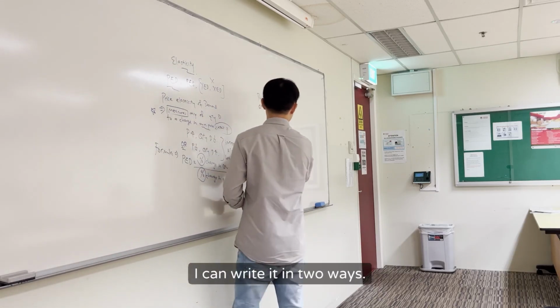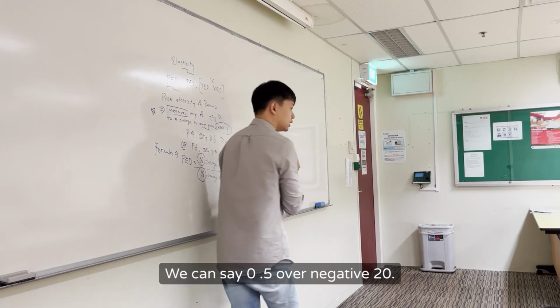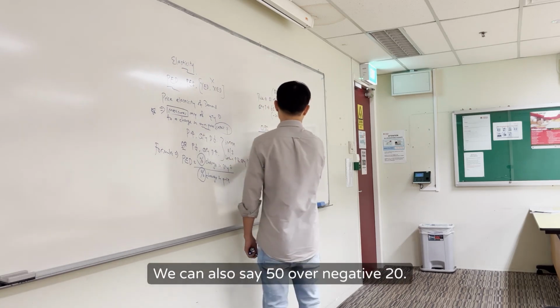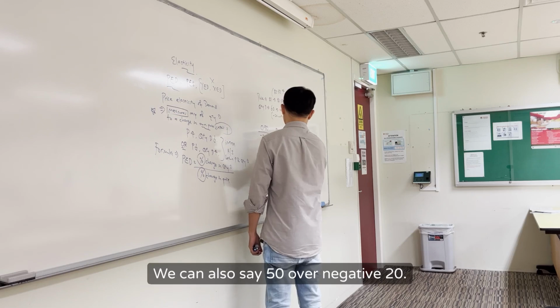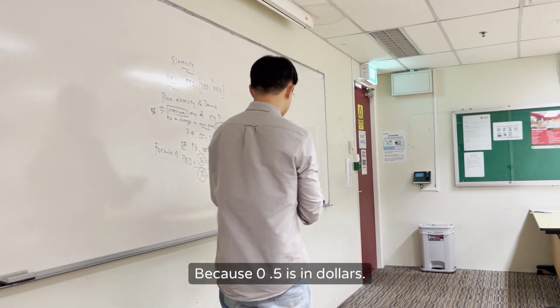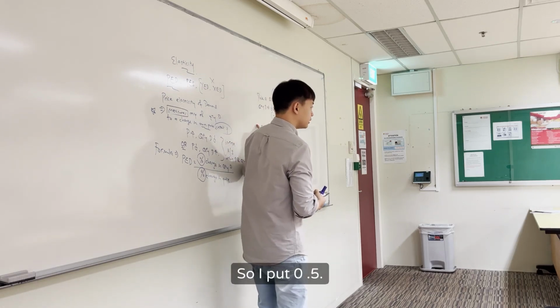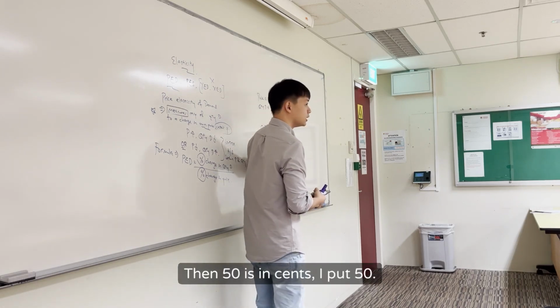Then if you were to put into the formula, let's say there's no percentage, right? I can write it in two ways. We can say 0.5 over negative 20. We can also say 50 over negative 20. Correct? Based on this is correct, right? Because 0.5 is in dollars, so I put 0.5. Then 50 is in cents, I put 50.